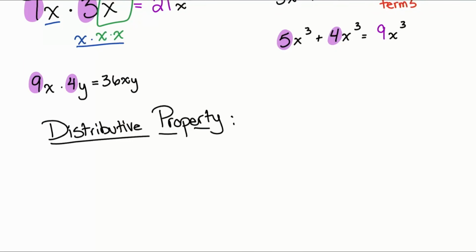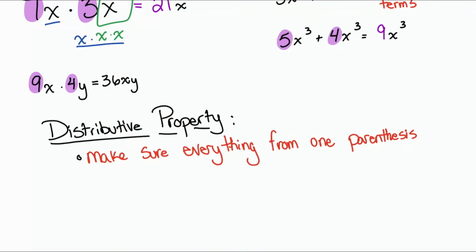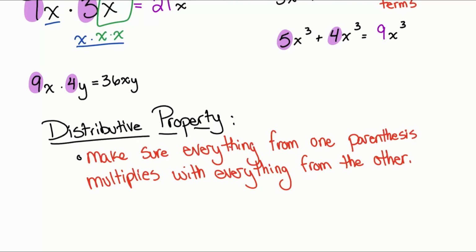Basically, everything from one parentheses must multiply with everything from the other. So let's write this down like this. Again, I'm going to use red here. Make sure everything from one parentheses multiplies with everything from the other. All right, my party people, make sure to write that down, as crooked as that looks. But there is the main note that's going to carry us through the rest of today's class.